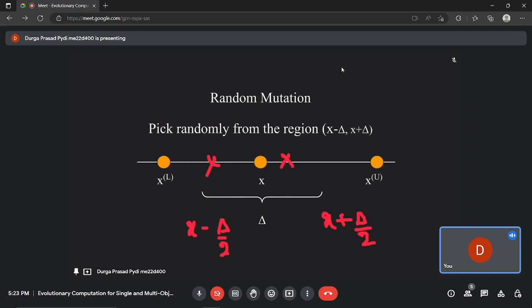This might not always be useful. If you are at some particular solution, when you are mutating, you want points closer to the value of X to have higher probability than the ones farther away. Another problem you might encounter with this type of mutation is if X is closer to one of these boundaries, then either X minus delta by 2 or X plus delta by 2 will exceed the variable bounds. Then you have to trim those values. If it exceeds the lower bound, you make it equal to the lower bound. If it exceeds the upper bound, you make it equal to the upper bound.